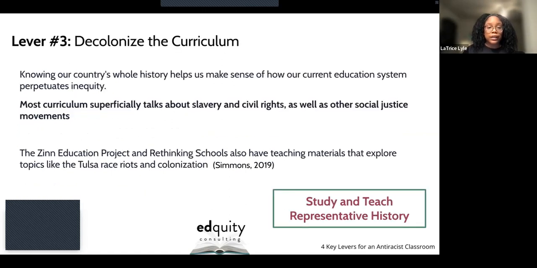So the third lever is to decolonize the curriculum. Sometimes that word decolonize gets a little touchy for some people, and it's because it is not a word that we have really heard used in education until more recent years. And we immediately think about colonization, like the imperialism of the Western world when we hear that word, either currently or how imperialism has looked over history.